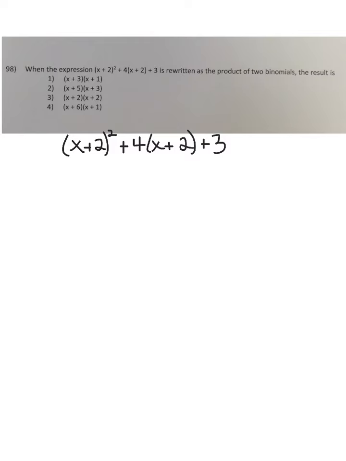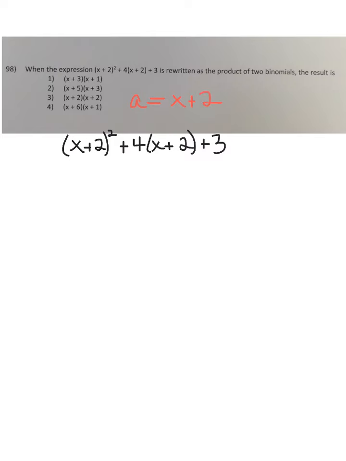All right, so number 98 is very similar to the last question that we just did. So you can see again that we have a trinomial. We have one term, two terms, three terms, in this case separated by plus signs. So what we're going to do is, I notice that the first two terms, I should say, both have the same factor. So I'm going to let A, you can pick any letter, just not x, be x plus 2.